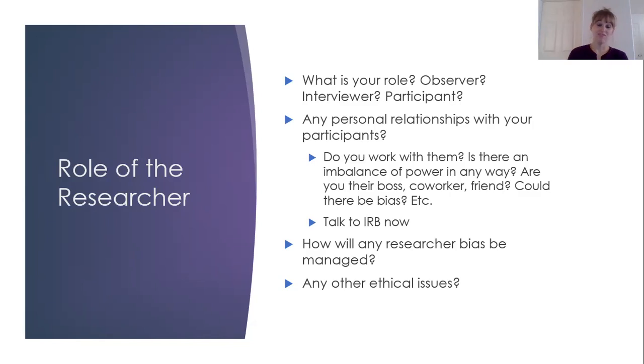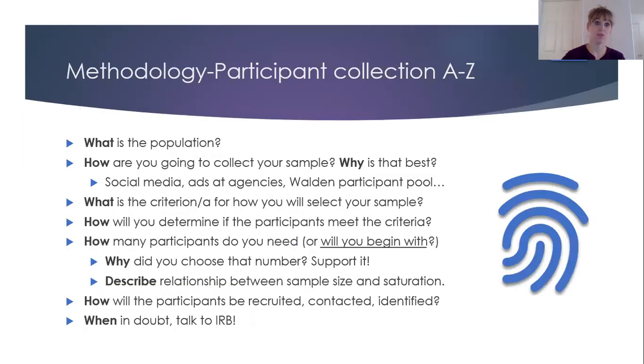Next, you have to discuss how researcher bias will be managed. All people come with bias. What are you going to do to ensure that your bias is in check and managed? And you'll also talk about if there are any other ethical issues with your role as a researcher. Have you experienced this phenomenon? What relationships do you have? Are there any other ethical issues regarding the population where you work? All of those different things.